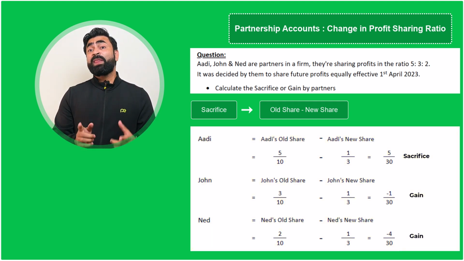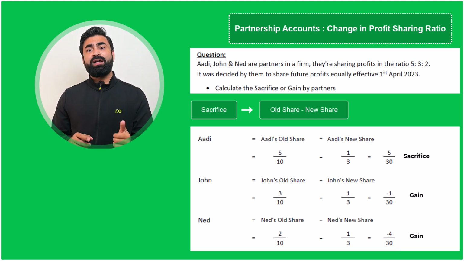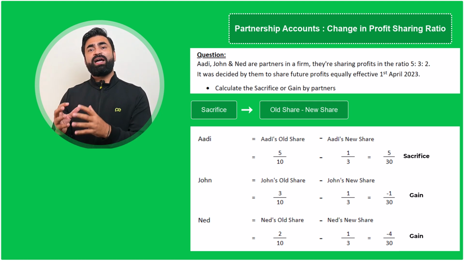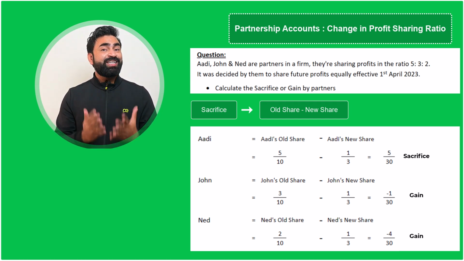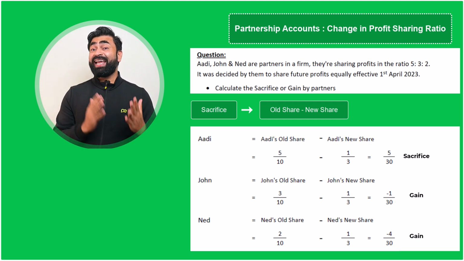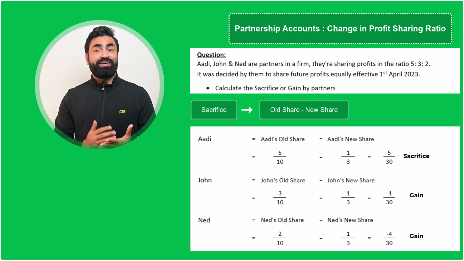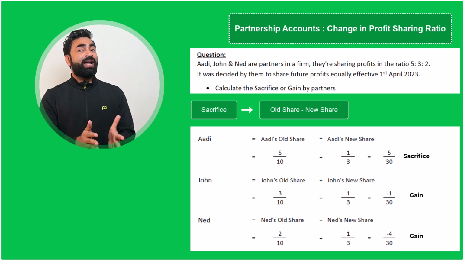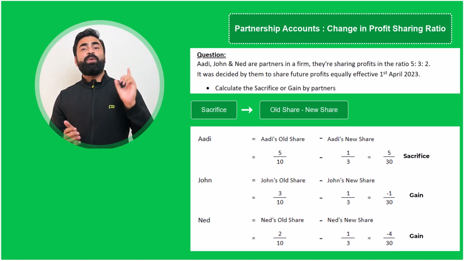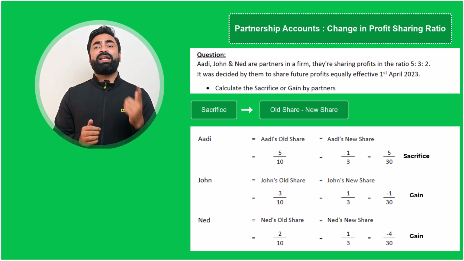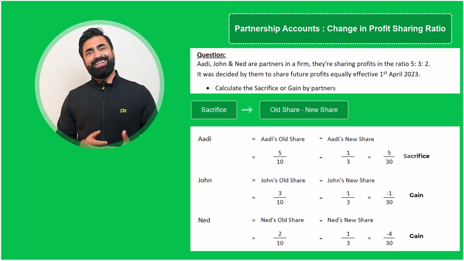But just remember, it depends on what formula you're applying. If you're applying the formula for sacrificing share, a plus answer will mean sacrifice and a minus answer would mean gain. If you're applying the formula of gaining share, a plus answer would mean gain and a minus answer would mean sacrifice. Here we have applied the sacrificing share formula. That's why for us, a plus answer is a sacrifice and a minus answer is a gain. I hope that's clear.